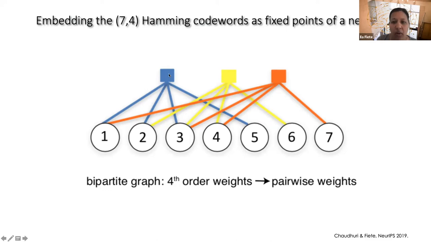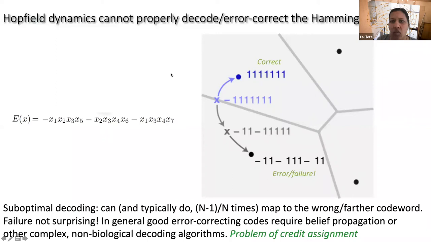Now to the question of the basin size of these minima that are fixed points of the dynamics. What we find here is unfortunately disappointing, which is that Hopfield dynamics, even though the code words of the Hamming code are fixed points of the dynamics, unfortunately the basins are not well behaved. Here is an example where I'm showing you two fixed points: the all ones fixed point, and you can verify that's a fixed point because that minimizes the energy function. And then there's this other fixed point down below, where you have minus one, one, minus one, one, one, minus one, one. These are two adjacent fixed points of the dynamics of the system in Hamming space. So let's start with the all ones code word.